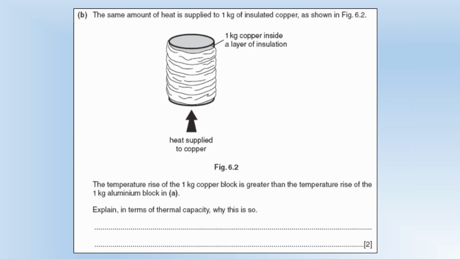The same amount of heat is supplied to 1 kilogram of insulated copper. The temperature rise of the 1 kilogram copper block is greater than the temperature rise of the aluminium, so more than 1 degree, essentially. Explain in terms of thermal capacity why this is so. So aluminium has a larger specific heat capacity, so it takes more energy to give you a 1 degree temperature rise than copper, which clearly requires less because it's changed by more than 1 degree.